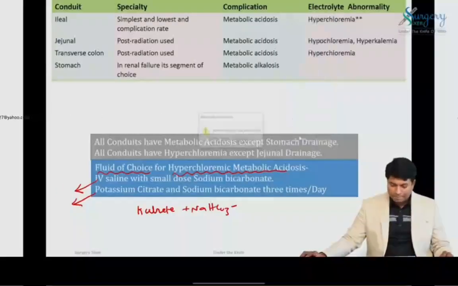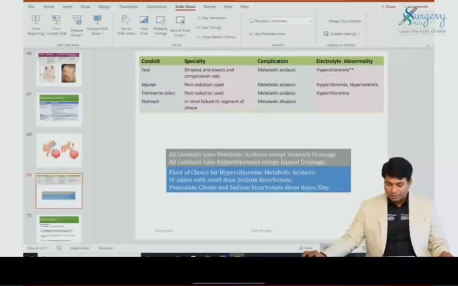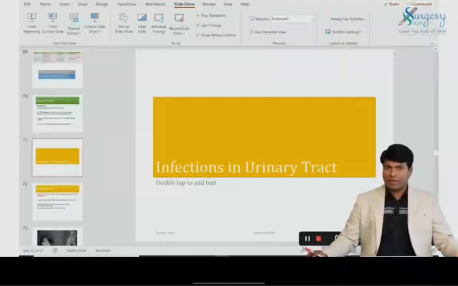That is about the tumors in the urinary system. Next we are going to see infections in the urinary tract. Infections in the urinary tract we are going to discuss now.